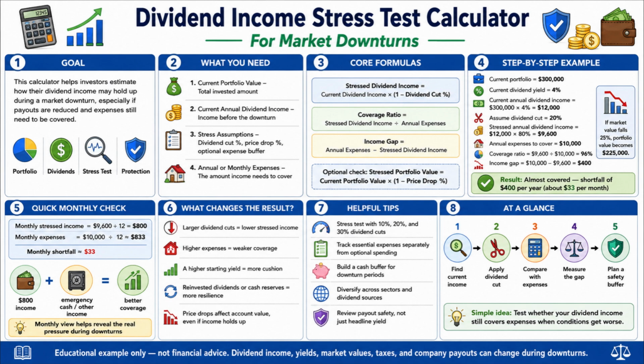However, the result can change depending on several factors. Larger dividend cuts reduce stressed income, higher expenses weaken coverage, and price drops can lower the account value even if income continues. On the other hand, a higher starting yield may provide more cushion, while reinvested dividends, emergency cash, and other income sources can improve resilience during market downturns.